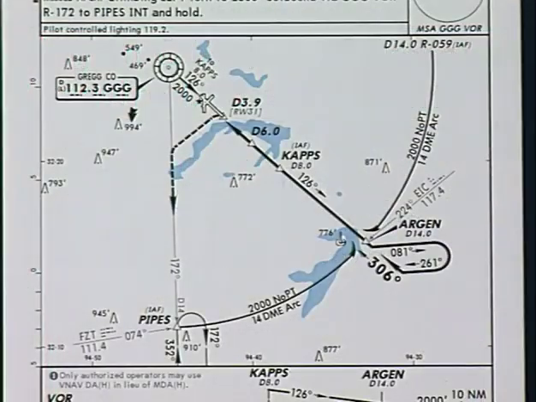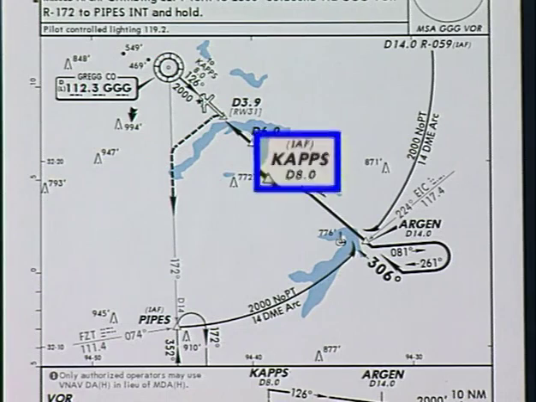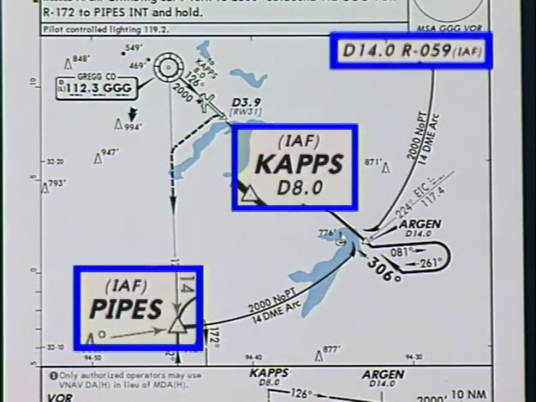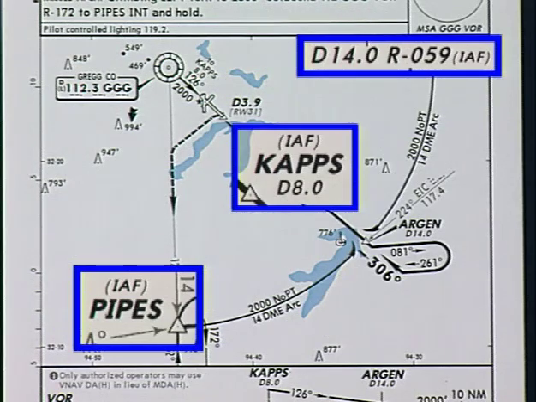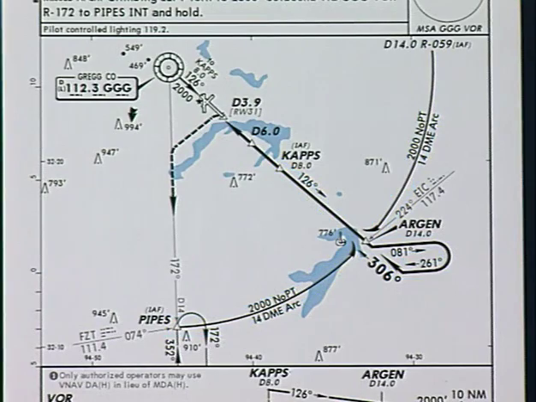Initial approach fixes are indicated on the plan view with the notation IAF. In this example, there are 3 initial approach fixes, one at Caps, one at Pipes, and one at R059, which is the 059-degree radial 14 DME from the Gregg County VOR. An initial approach segment is shown extending from each of these IAFs. If a course reversal is authorized, it is depicted on the plan view.